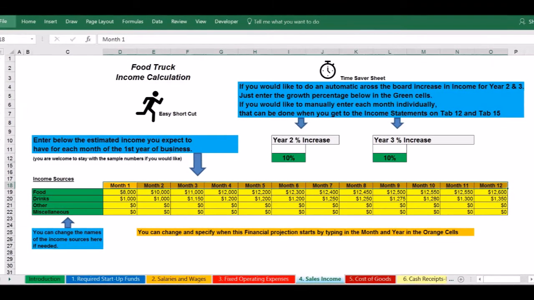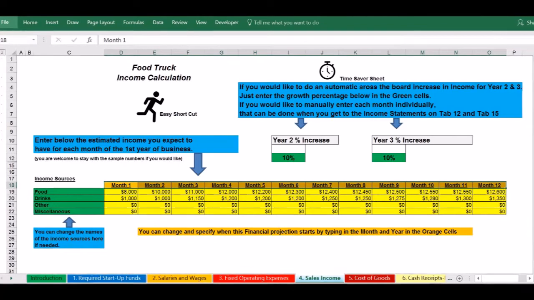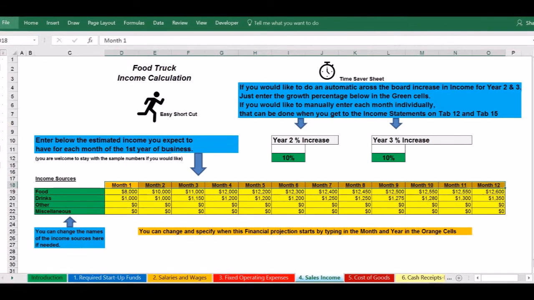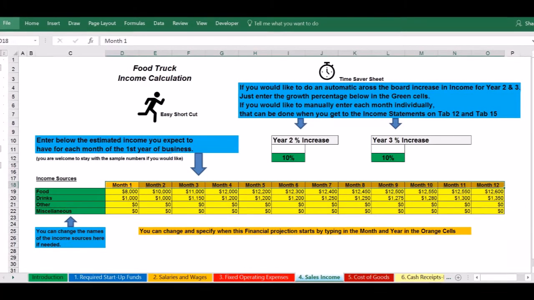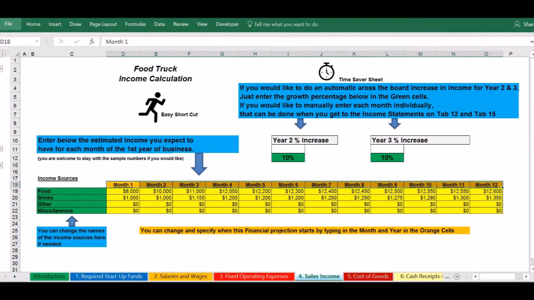The orange cells are for the months of the first year projection. The months can be changed to match the month and year you wish to have the projection start.